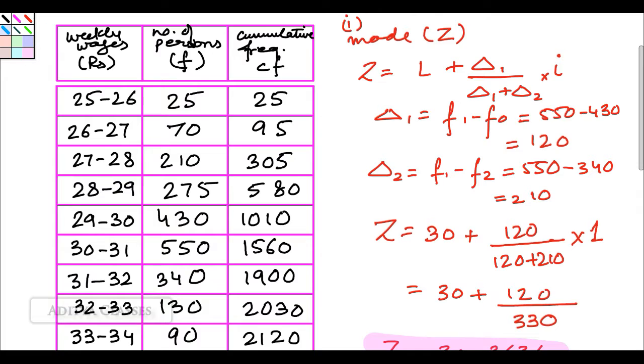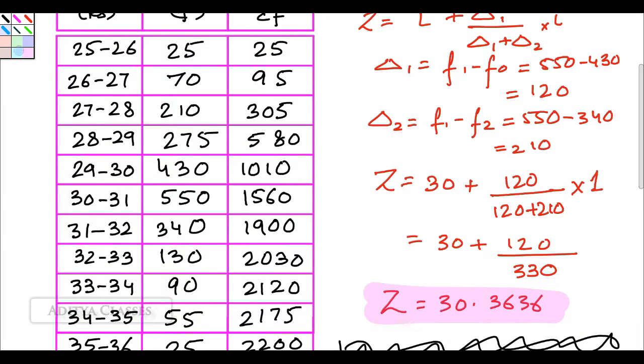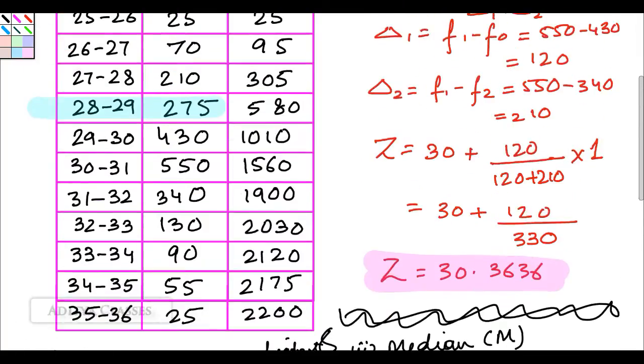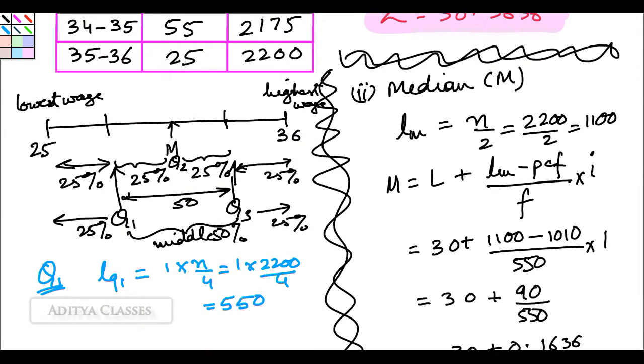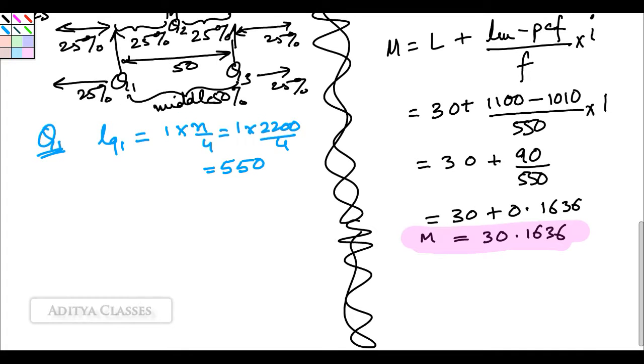Where is this 550 hiding? If we have a look over here, this is the class where 550 is sitting. Because up to this point 305 are gone, up to this point 580 are gone. So 550 has just passed in this class. Okay, so this will be our class. What is the lower limit of this class? 28. Or rather, let us put the formula first, then we'll see.